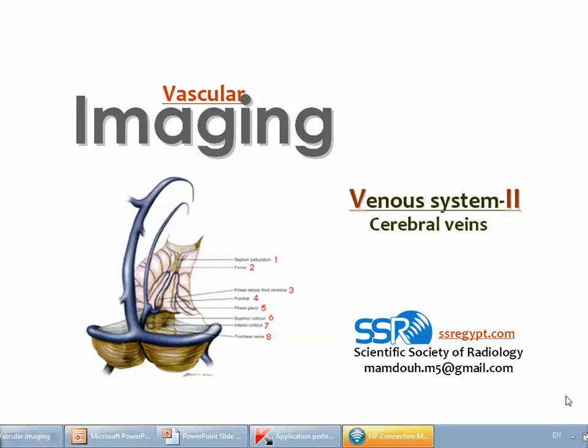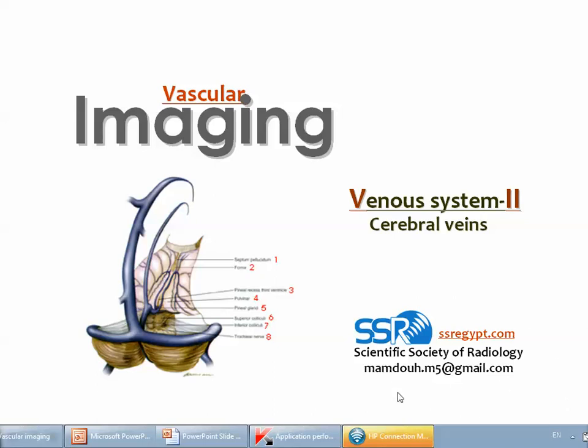Then in these three lectures, we'll expose some of the facts about imaging of the venous system, and we will include imaging of the cerebral veins and sinuses in a lecture. Then another one will deal with imaging of the portal venous system, and the third one will deal with imaging of the systemic veins, including the superior and inferior vena cava.